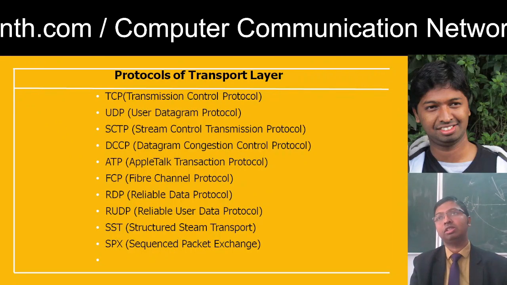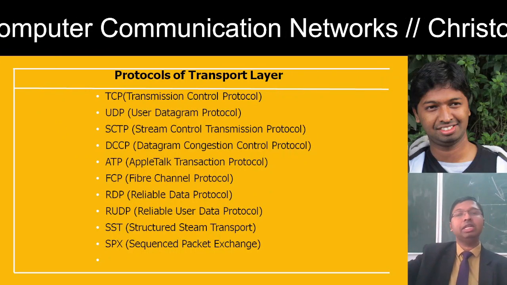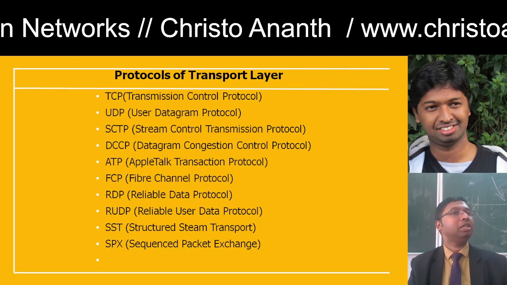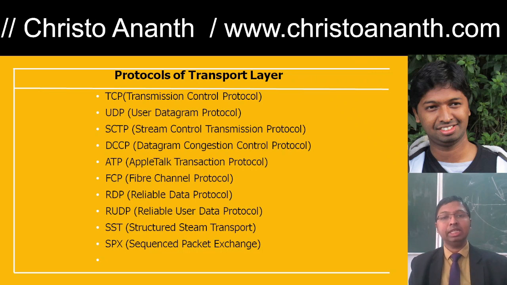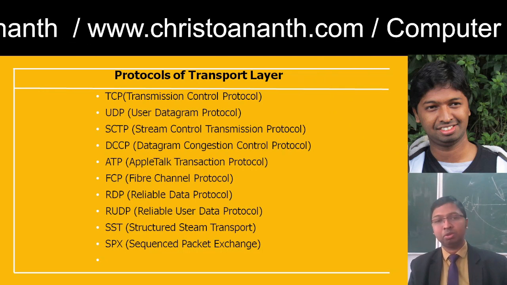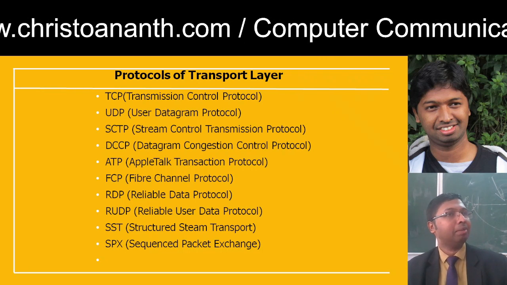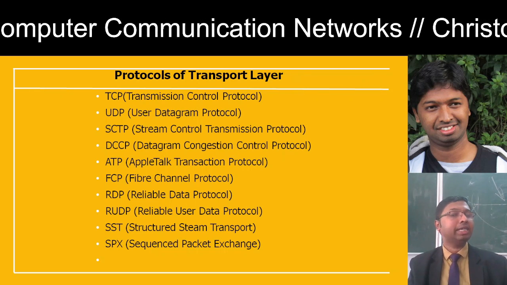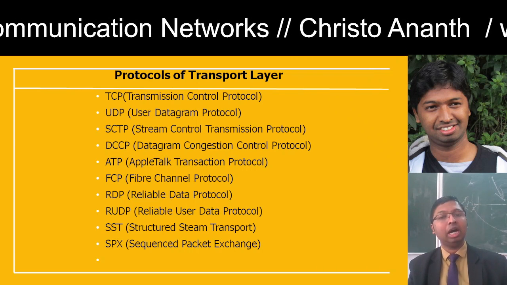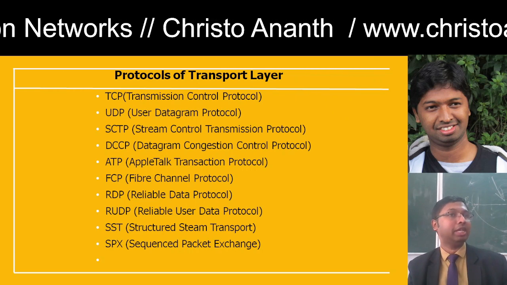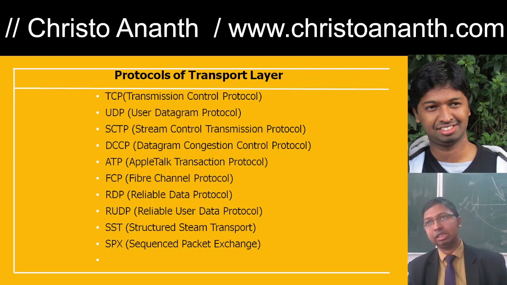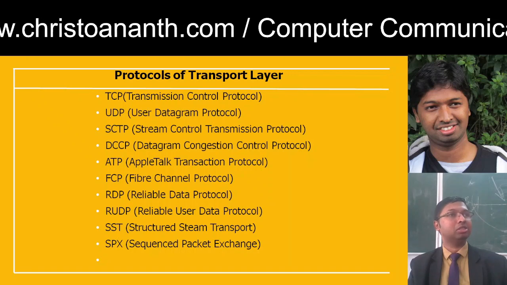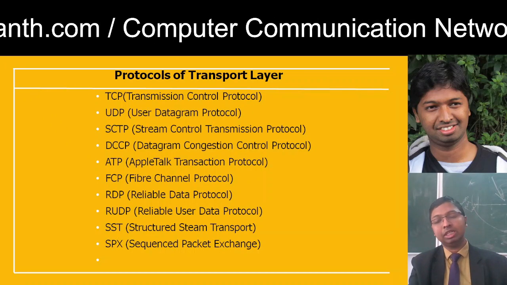So these are the protocols of the transport layer. We have TCP, Transmission Control Protocol; UDP, User Datagram Protocol; SCTP, Stream Control Transmission Protocol; DCCP, Datagram Congestion Control Protocol; and then ATP, AppleTalk Transaction Protocol; FCP, Fibre Channel Protocol; RDP, Reliable Data Protocol; RUDP, Reliable User Datagram Protocol; SST, Structured Stream Transport; and finally SPX, Sequenced Packet Exchange. So these are the several protocols of the transport layer.